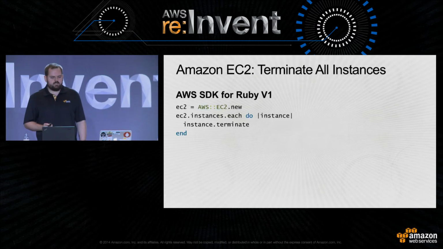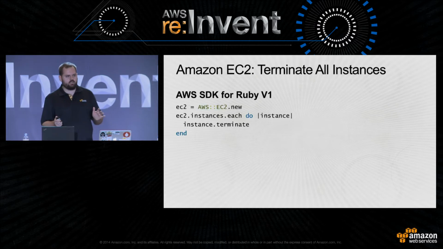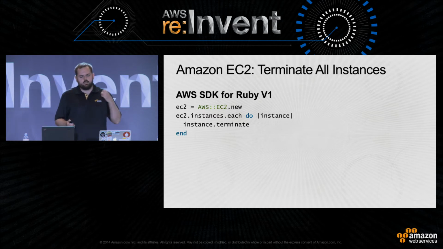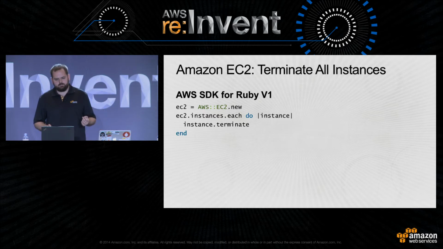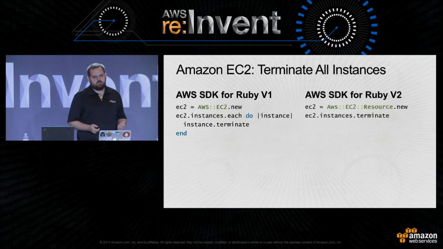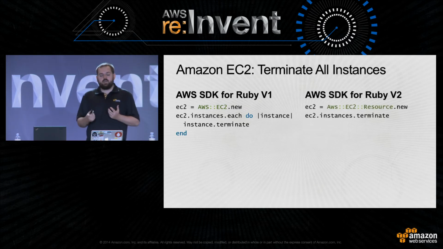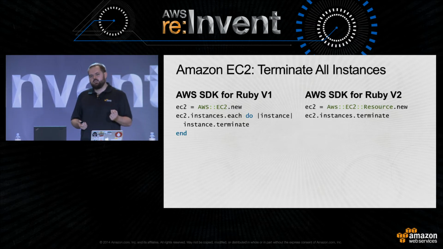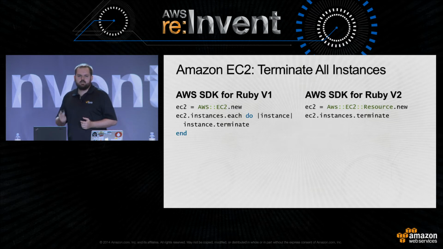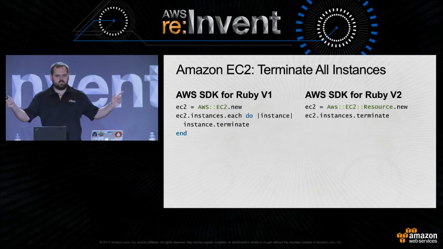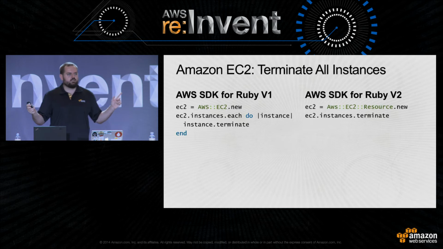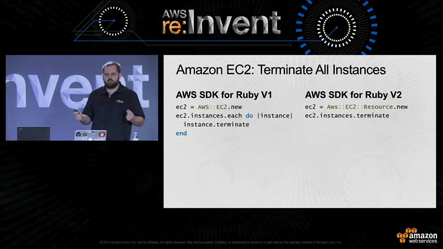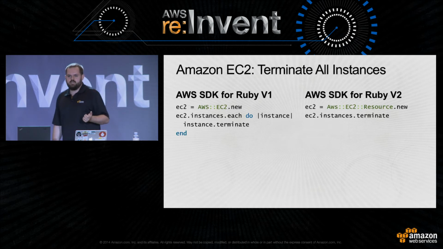Well, in V1 of the SDK, it's fairly simple with the higher level abstractions we give you. You loop over your instances, and you call terminate. In V2 of the SDK, we do provide a batch operation for you. So you can simply say ec2.instances, which will give you a collection of your instances, .terminate, and they all go away. So quick quiz question. Raise your hand if you want to answer. If we have 100 instances, and I make this call with V1 or this call with V2, how many calls are each of those going to make?